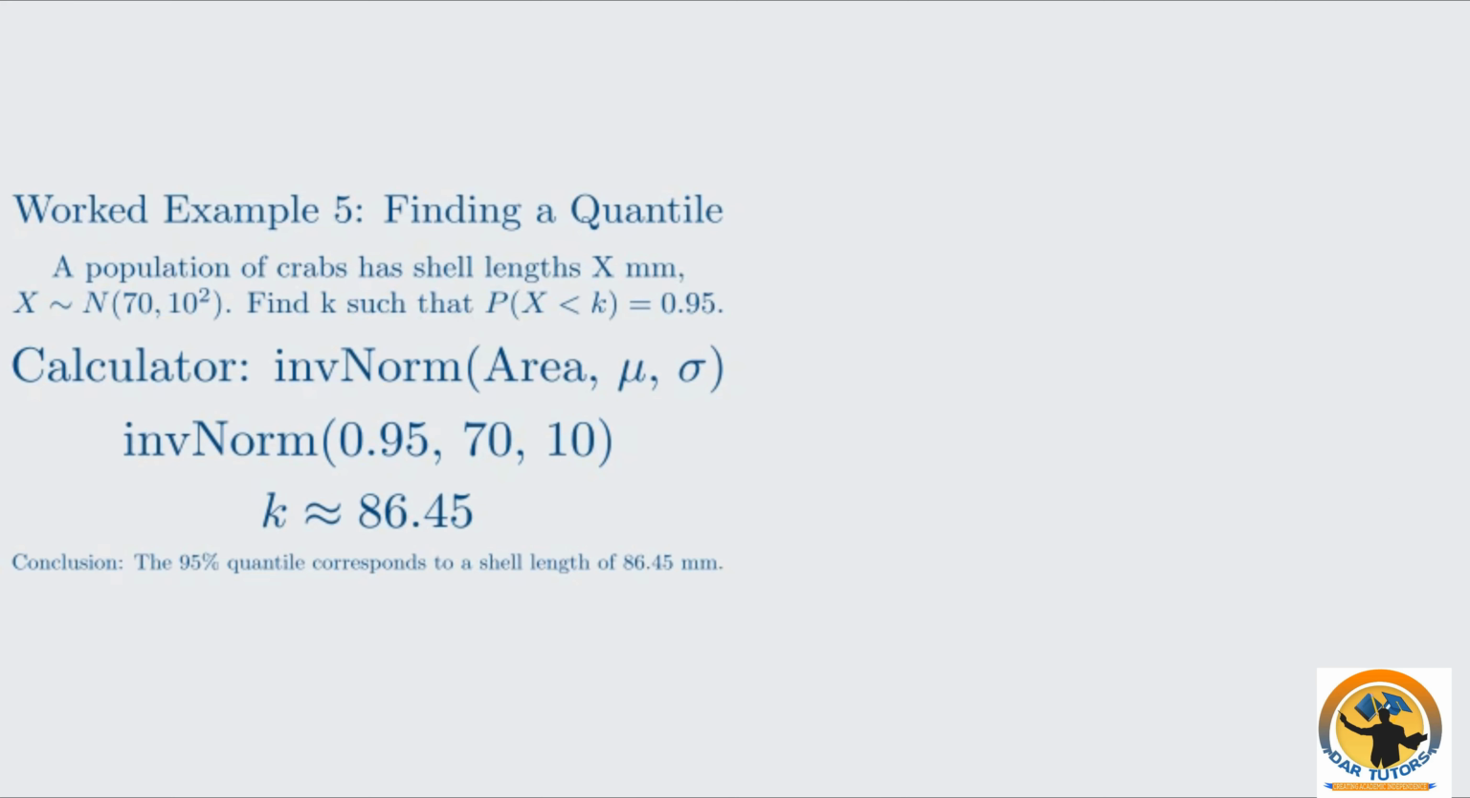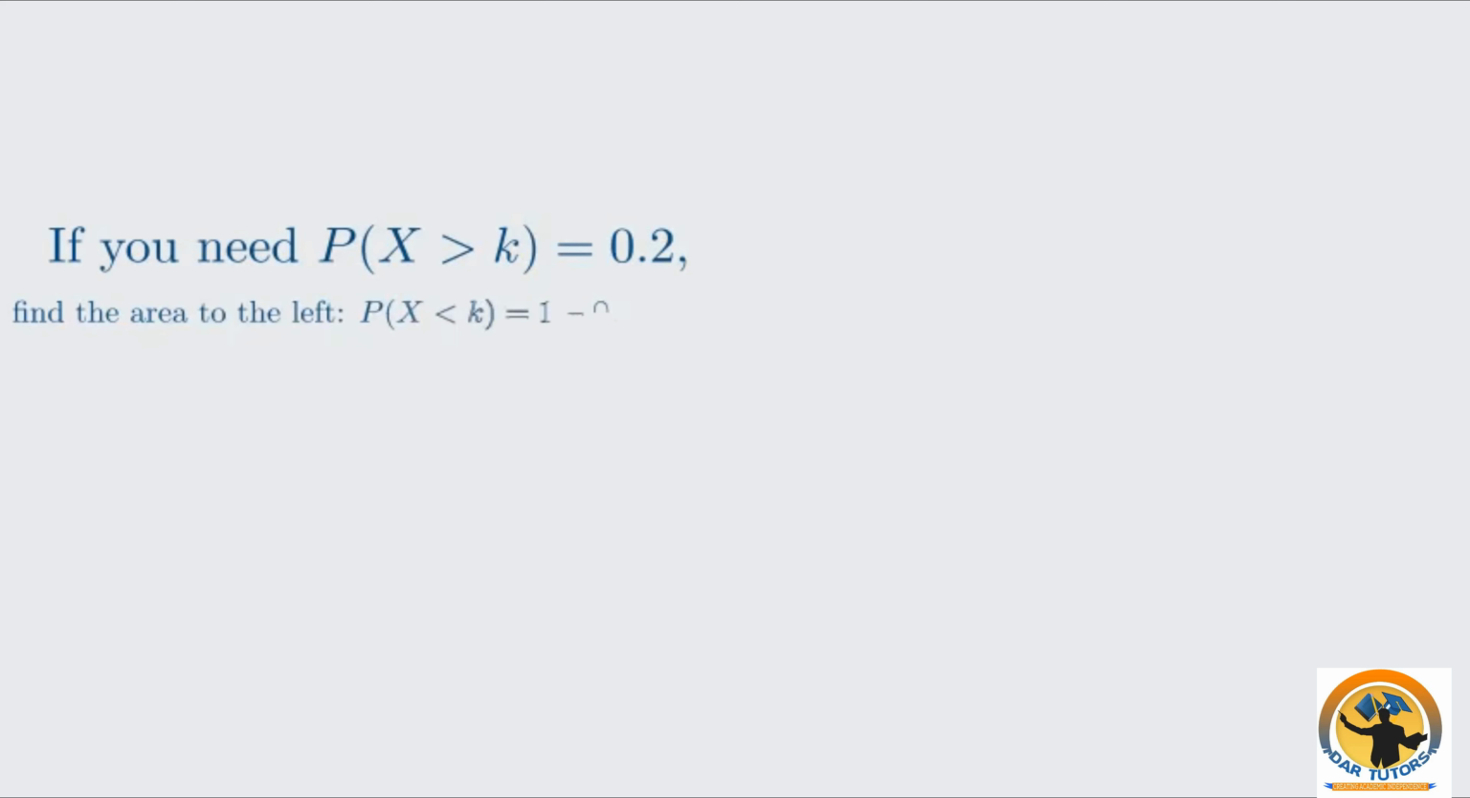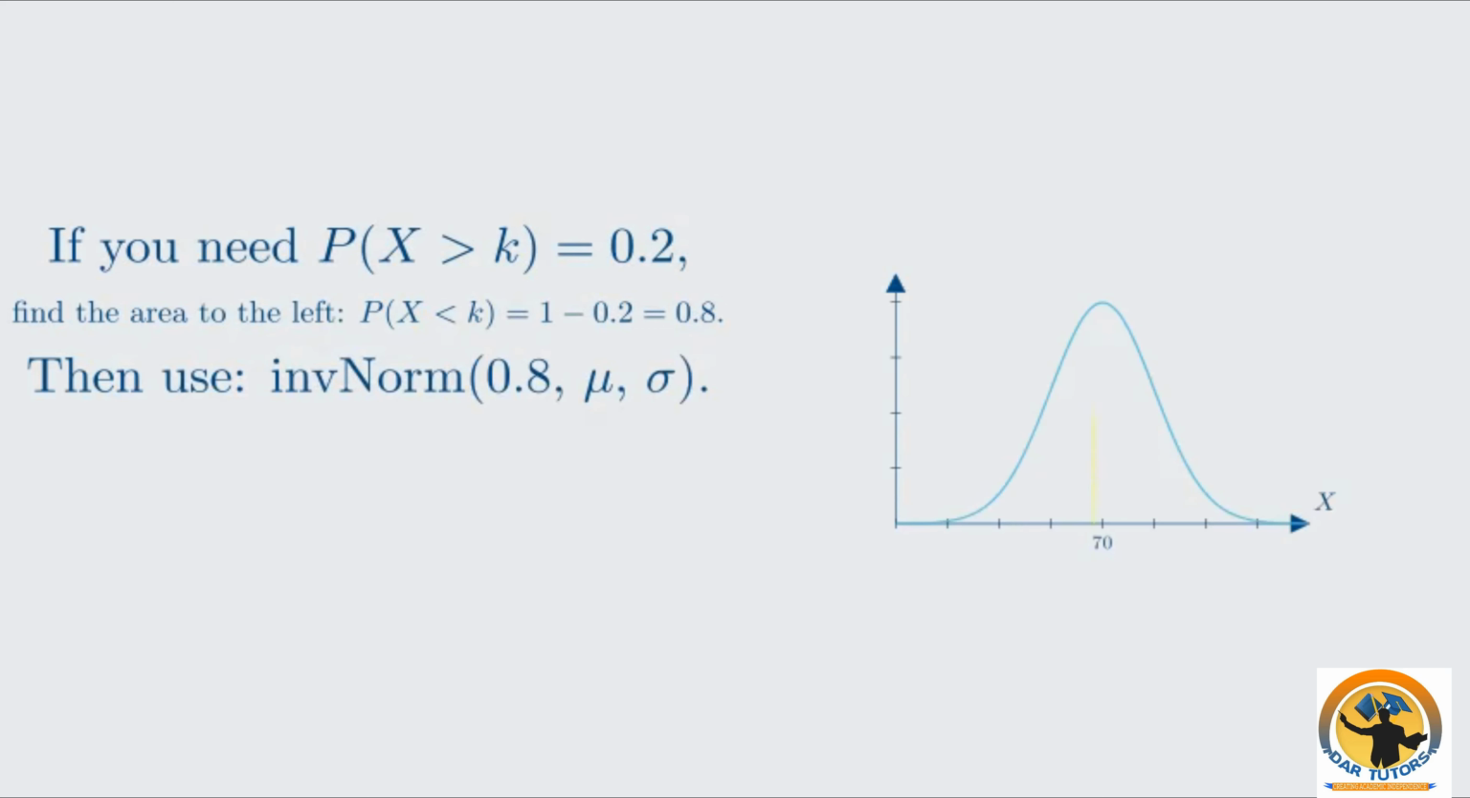A very important note: many calculators, like the TI-84 Plus, always require the area to the left of the quantile you want to find. If a problem asks for an area to the right, you must subtract that probability from 1 to find the corresponding area to the left. For example, to find k such that the probability of x being greater than k is 0.2, you would first find the area to the left, which is 1 minus 0.2, or 0.8. Then you would input 0.8 into the inv-norm function. Always be mindful of this calculator-specific requirement.